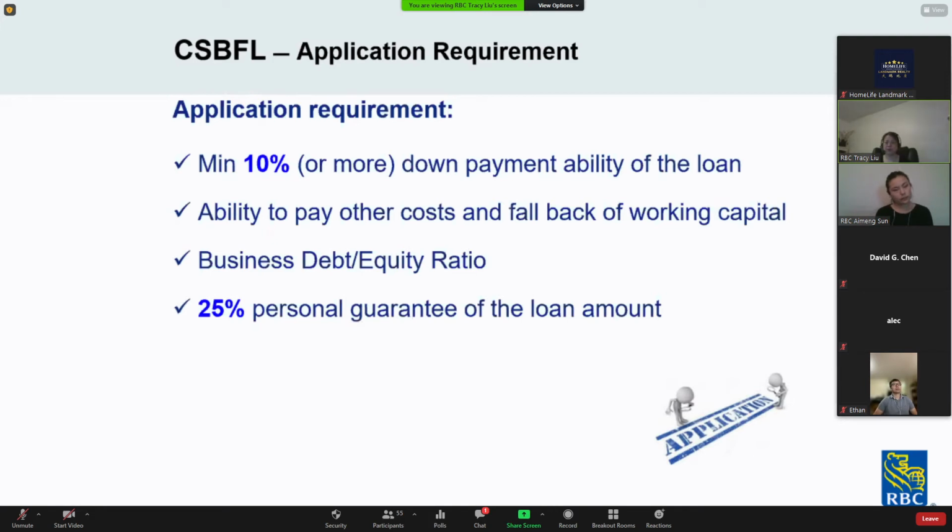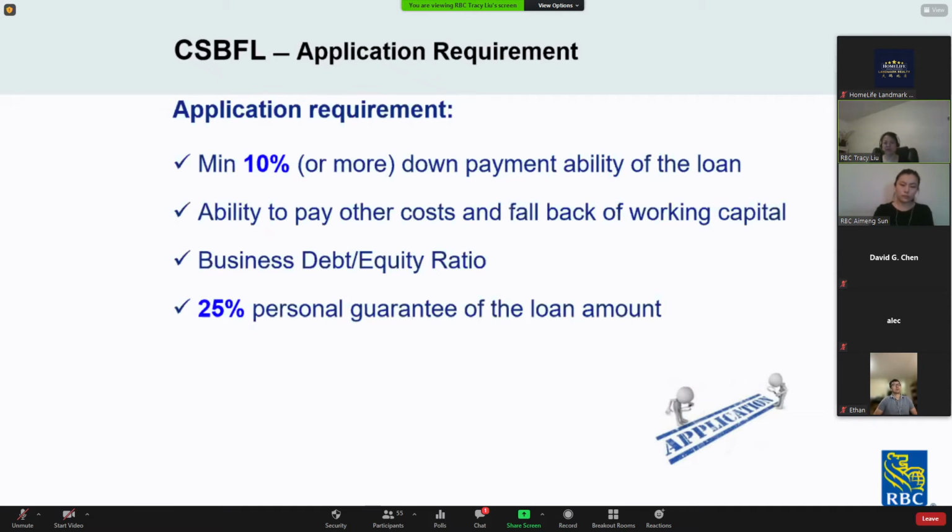Now, this program, we need a 25% personal guarantee to guarantee the loan amount. What does that mean? It's government guaranteed, which means in case something happens, the government will stand behind you because you pay the 2% registration fee already, right? However, the owner is still liable for a 25% personal guarantee of the loan amount.